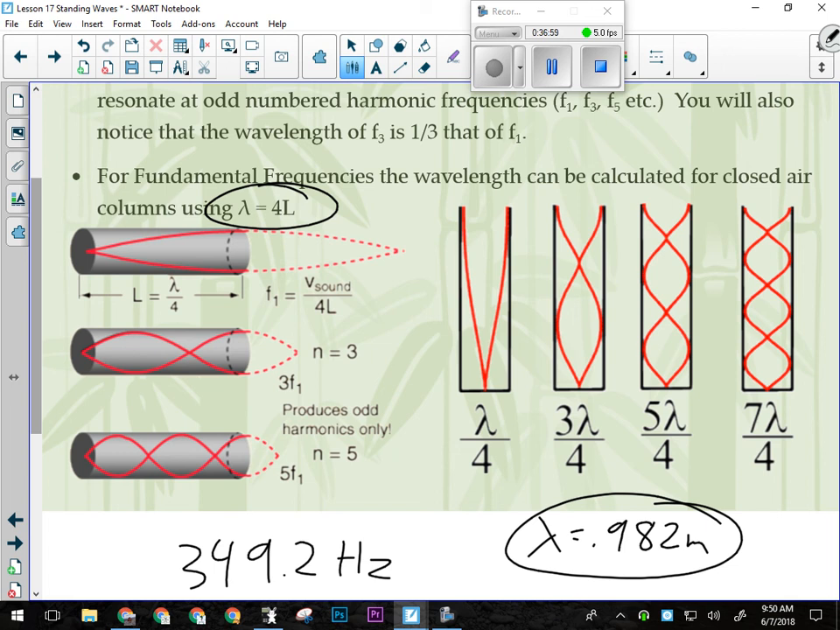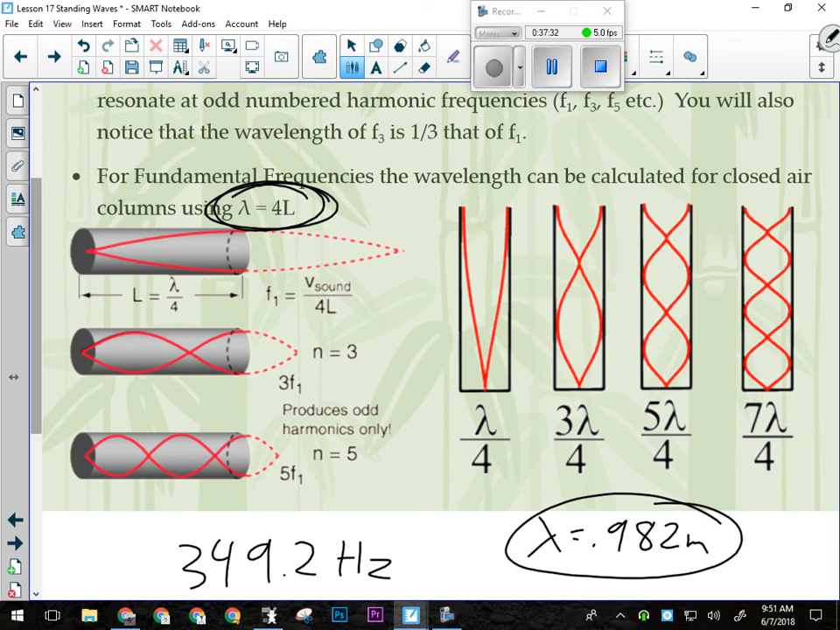Okay, for a closed air column, lambda equals 4 times the length of the tube because the tube's length is 1/4. If I multiply the tube's length by 4, I will get the full wavelength of the sound. Right? So that formula is on your formula sheet and it applies to closed air columns. Open air columns work differently, okay? Which we'll talk about here in just a sec.